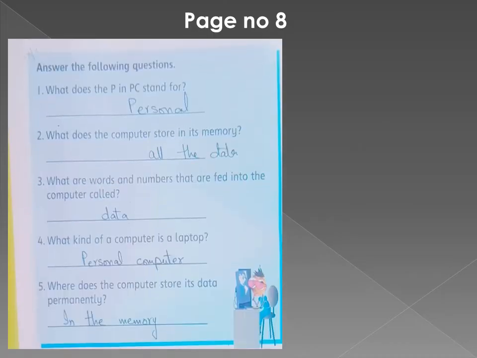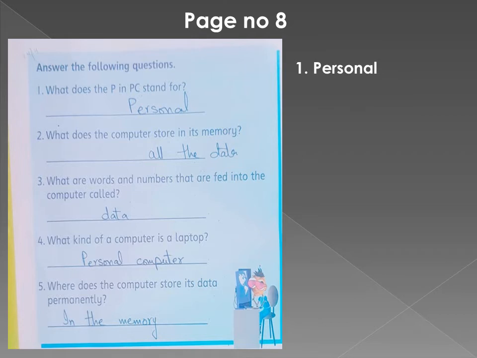My dear students, this is page number 8. There are questions and you have to answer them. I hope you all are able to answer these questions as you have understood the whole lesson. Number 1. What does the P in PC stand for? The P stands for personal and C stands for computer. So the answer is personal.